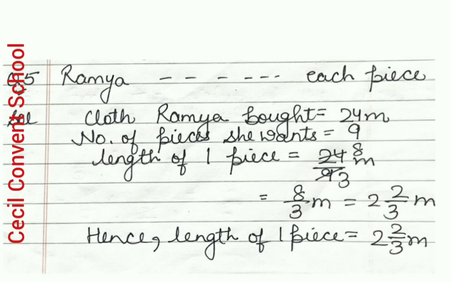So then you write length of one piece, because they are asking to find the length of each piece. Each means one piece. Length of one piece. How do you find it? 24 you have to divide by 9. Now see, 24 and 9 both numbers come in one table, that is 3. 3 eights are 24 and 3 threes are 9. So the answer comes 8 by 3. Now this is again an improper form, so you convert it into a mixed form. Clear? So the answer will be 2 2 by 3 meter. Then you write the hence line. Hence the length of one piece is equals to 2 2 by 3 meter.